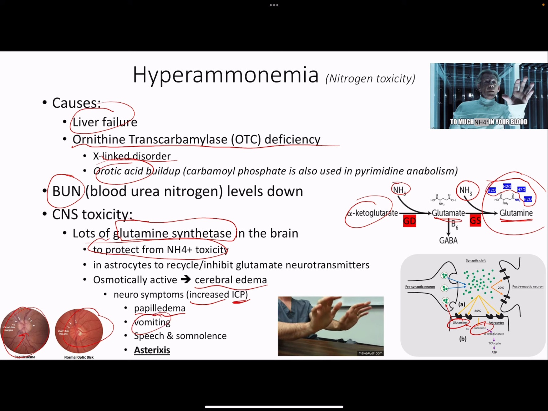Increased intracranial pressure can cause vomiting, speech problems, somnolence, and you know what? The big one, asterixis. So if you ask a patient who you suspect to have hyperammonemia to hold out their arms and extend their wrists, they will start flapping their arms like crazy. And this is called asterixis, and it's very specific and high yield as an indicator for too much nitrogen in the blood.